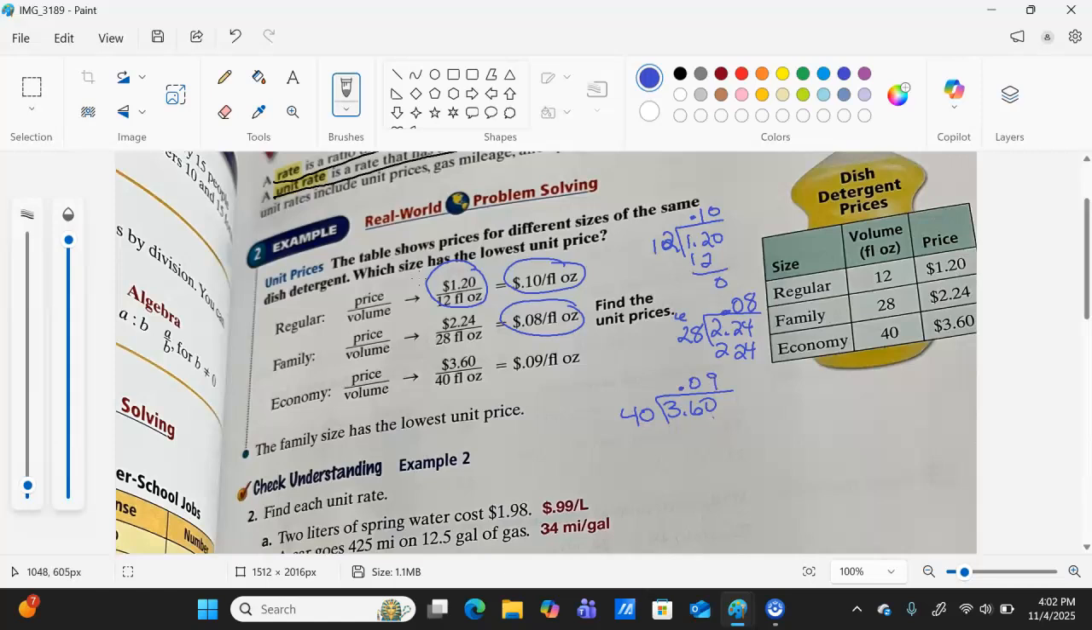None, and it'll go in 9 times. 9 times 0, 9 times 4. So we get that. So the lowest unit price is actually the family.